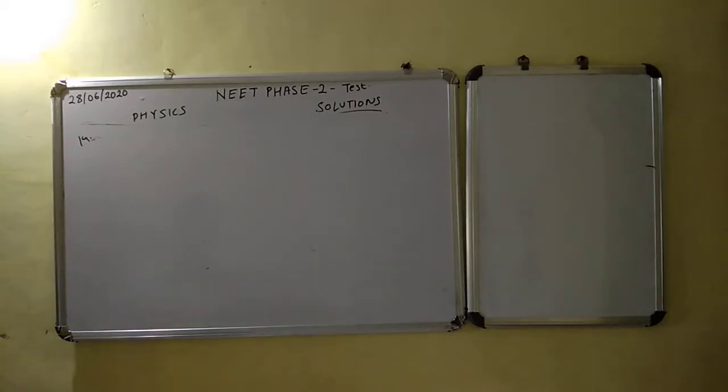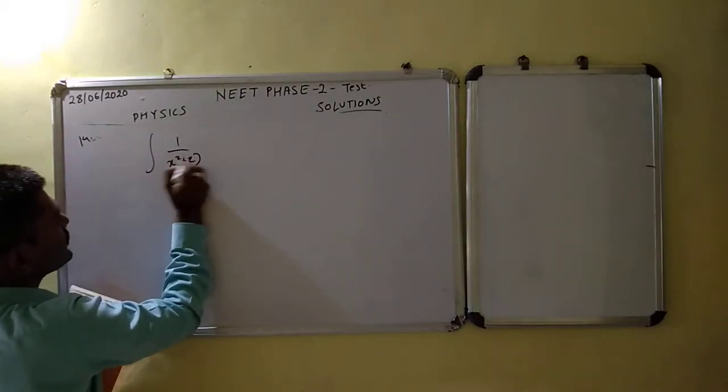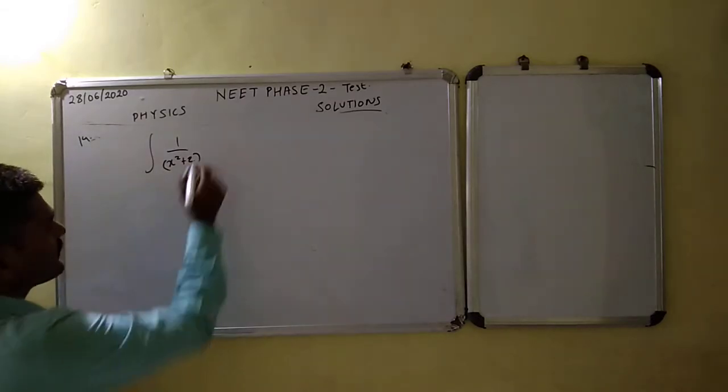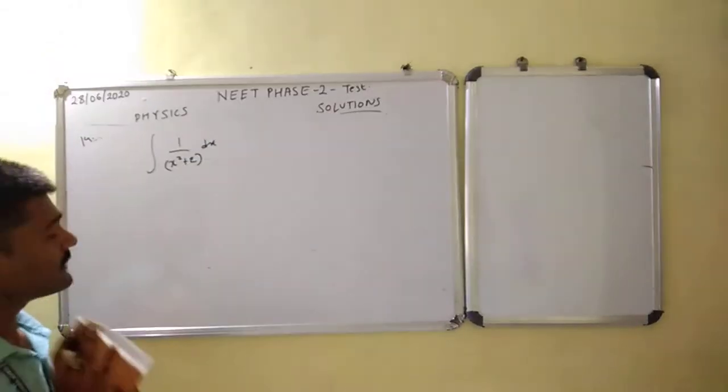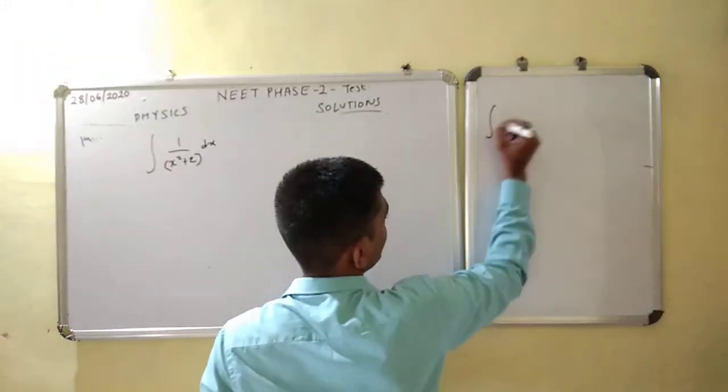See question number 14. Question number 14 is the integration of 1 upon x squared plus 2. Now see here, this is not 1 upon something. That means its derivative, its integration will be a little different. For this we have to use this formula.